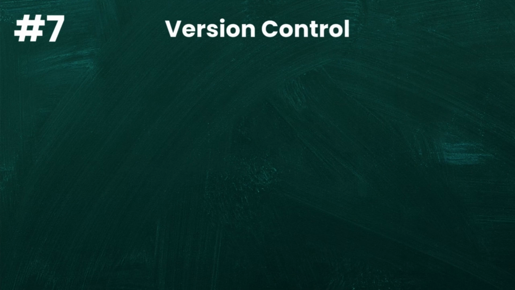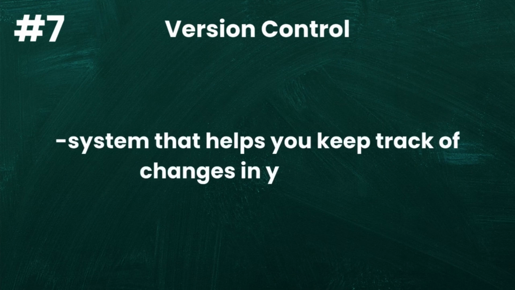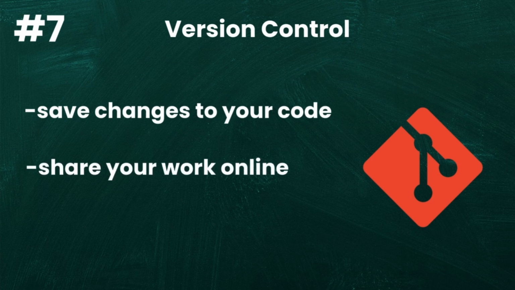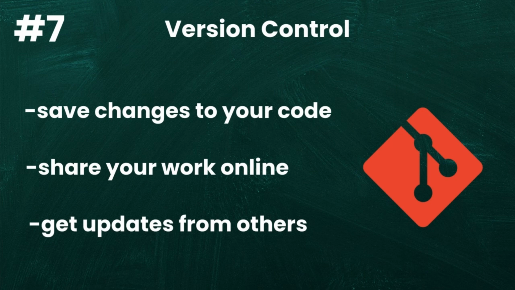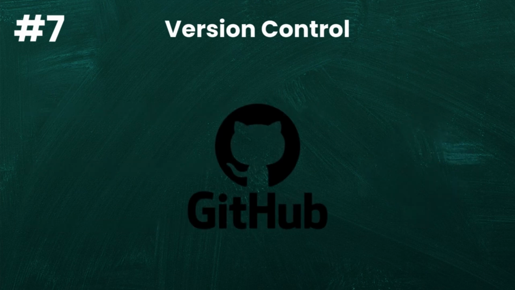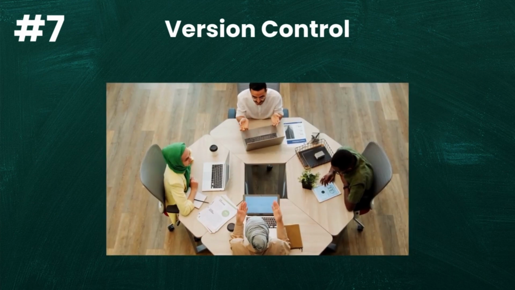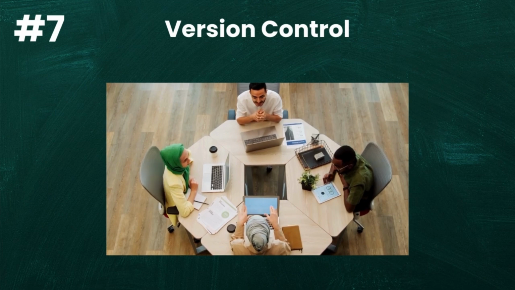Moving on to the next step, which is learning version control. Version control is a system that helps you keep track of changes in your code. The most popular tool for version control is Git, which lets you save changes to your code, share your work online, get updates from others, and more. Once you're familiar with Git, you can use GitHub, which is a platform to store your code online and work with other developers. Learning Git is an important step in becoming a modern web developer, as it makes collaboration and managing projects much easier. So don't skip this one.